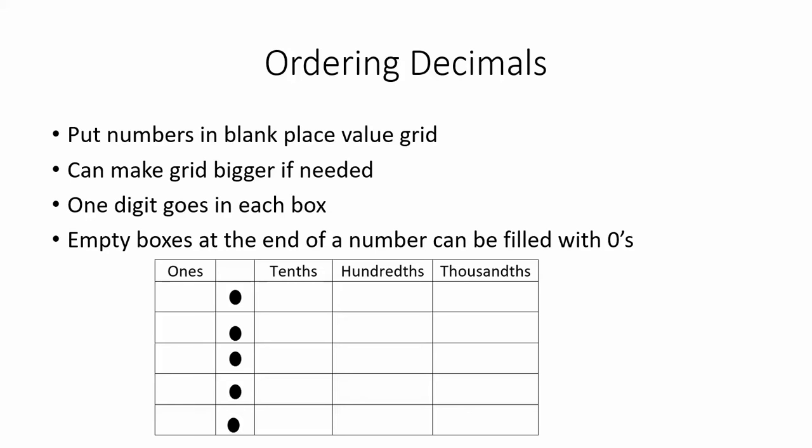As you learn this method, you might want to use a blank place value grid. I showed a grid from the ones to the thousandths place, but we could make it bigger or smaller if we needed to. We're going to take just one digit and put it in each square. And if we have empty boxes to the right, we could fill those in with zeros.